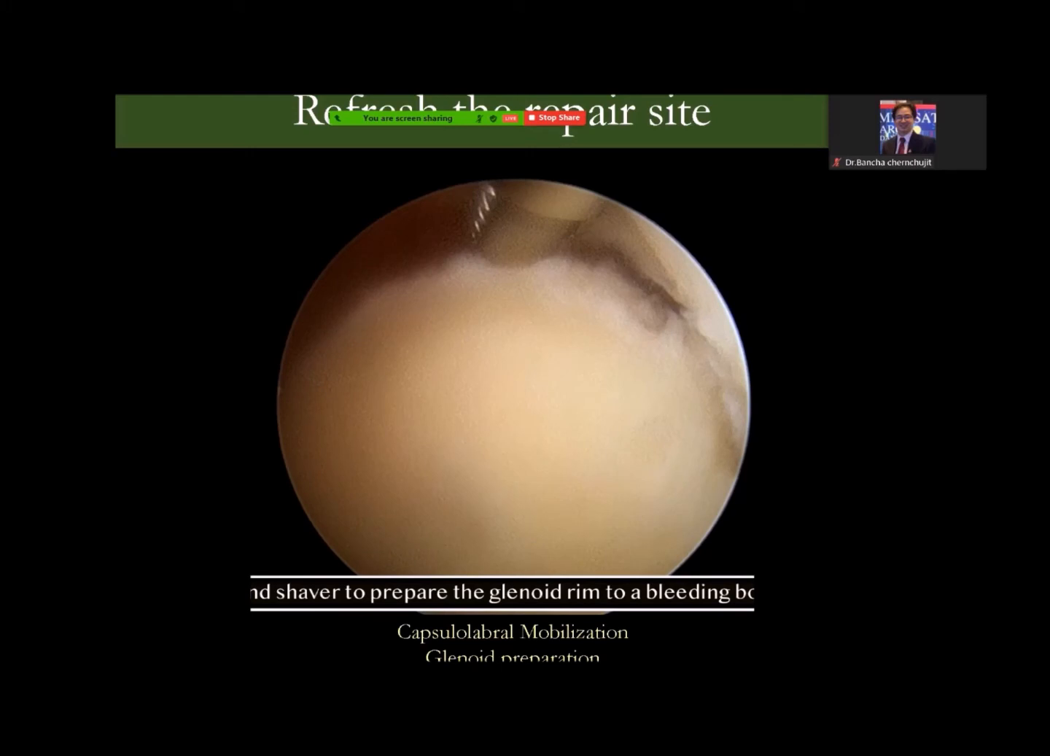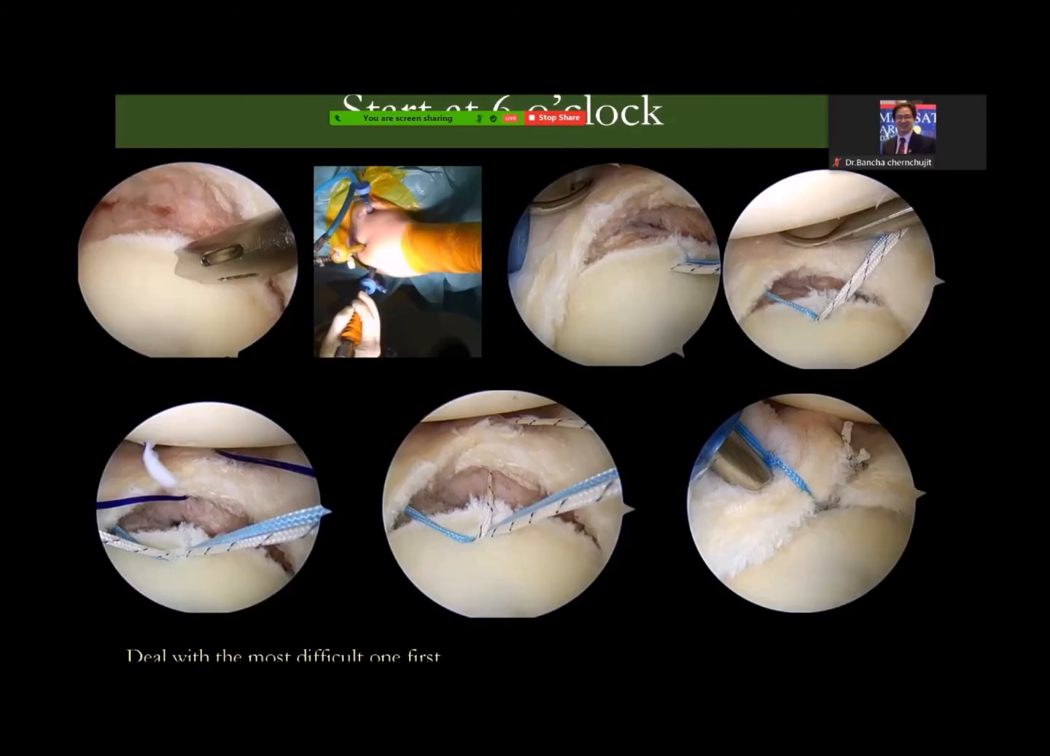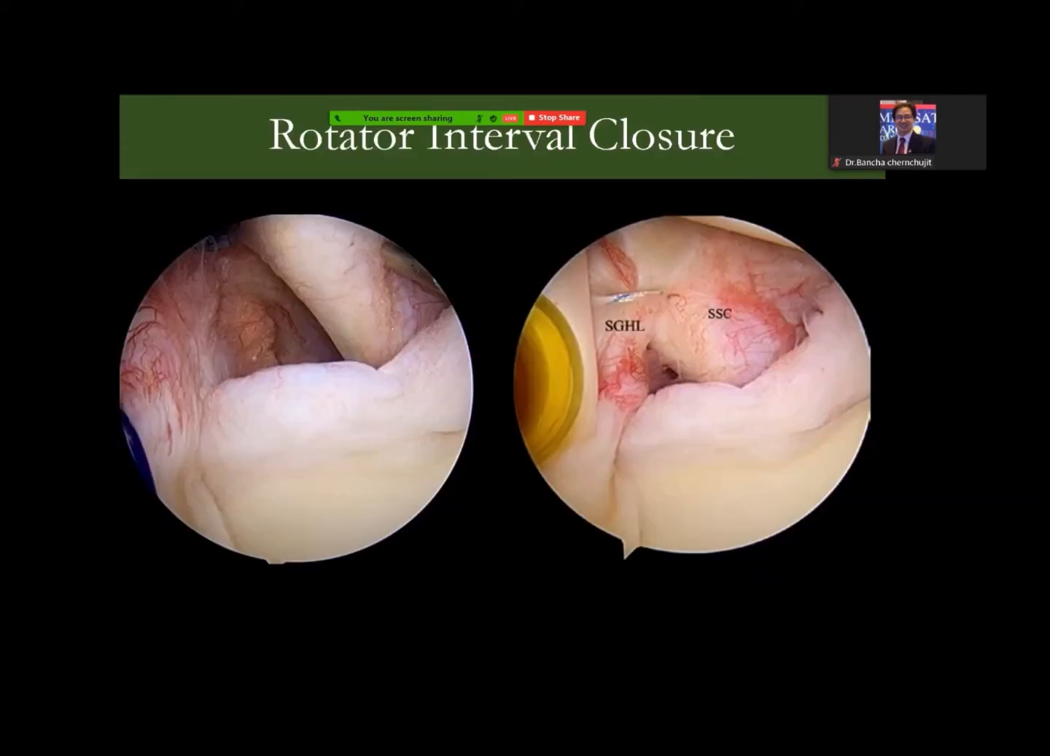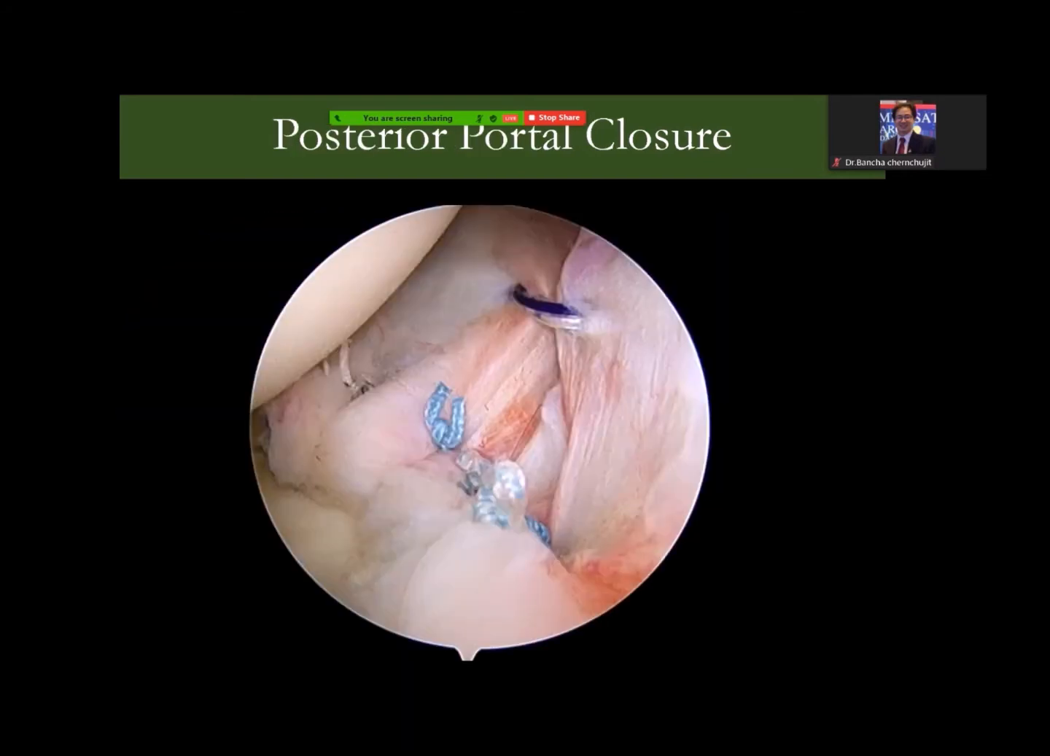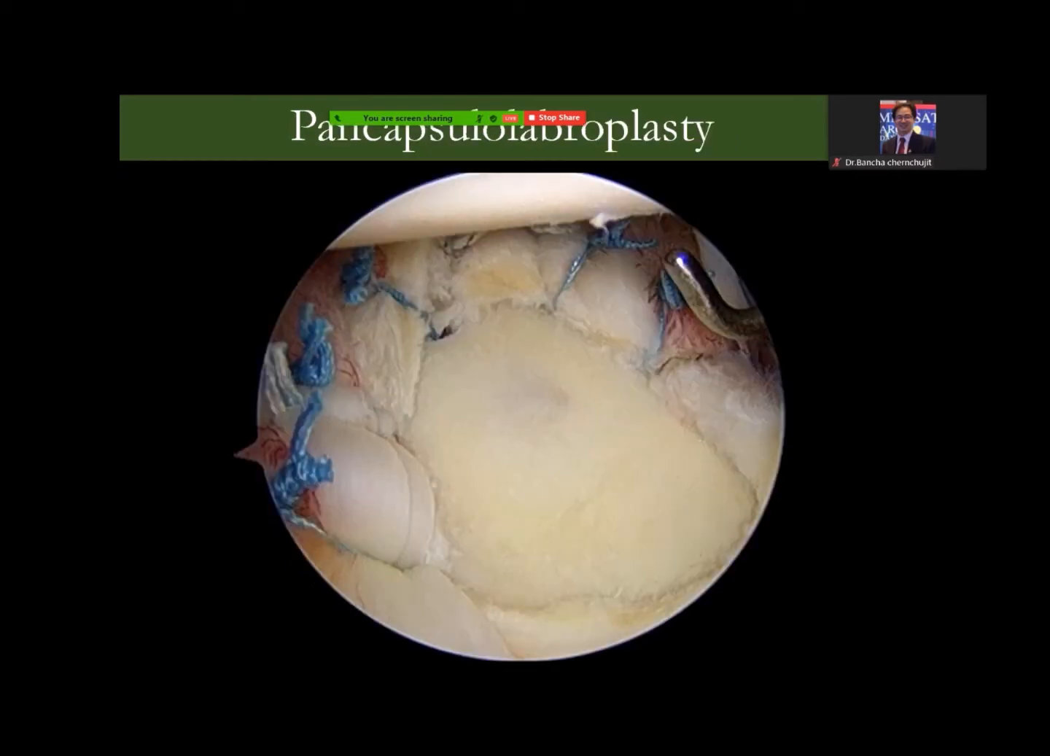Okay. After that, we put the anchors. Start from 6 o'clock. I prefer to use double load anchors, like that way. So we start from 6 o'clock, and then we go to the front and the back, and finally we close the rotator interval. Okay, like that. And I also close the portal because I don't want to have any defect in the capsule also. So after the surgery, I always close my portal, okay, like that. Yeah, this is like a pancapsuloplasty in the patient that has a very loose joint, okay.